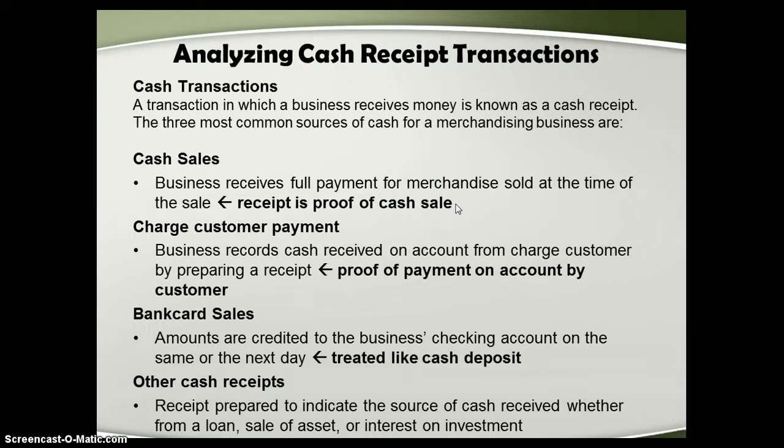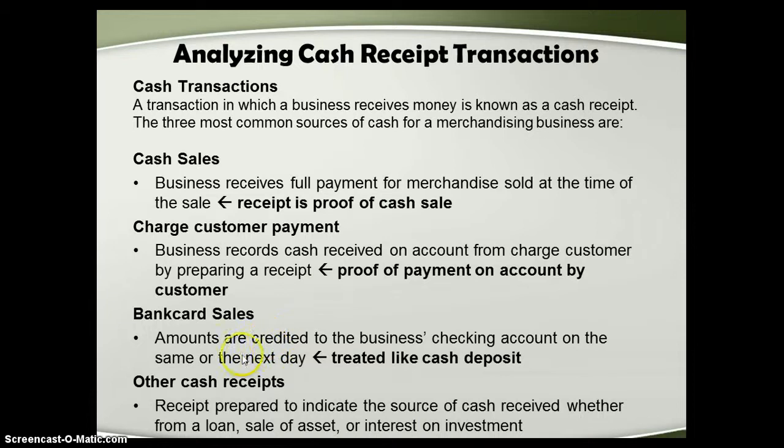So that if you do have an issue with an item and you want to return it, you need to take that receipt to prove that you bought it in the first place. And I think you guys are probably familiar with that. So with cash sales, the business just receives full payment for the merchandise in cash. So the receipt then is just proof of that cash sale. Charge customer payment, it's when a customer makes a payment on their account. So then a receipt would just be proof of the payment on the account.